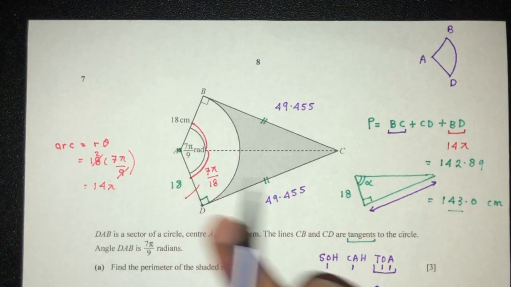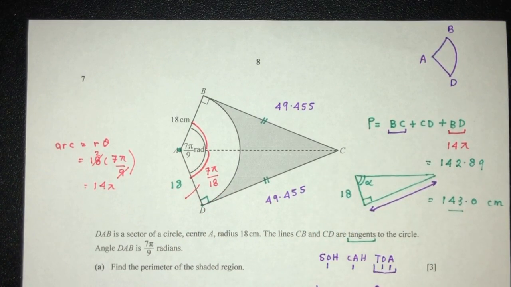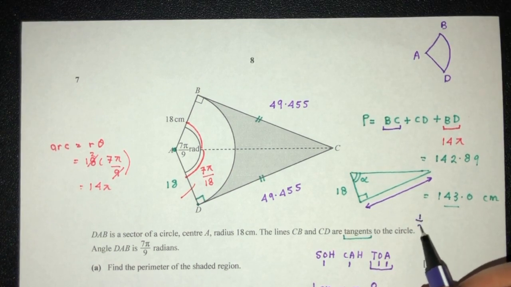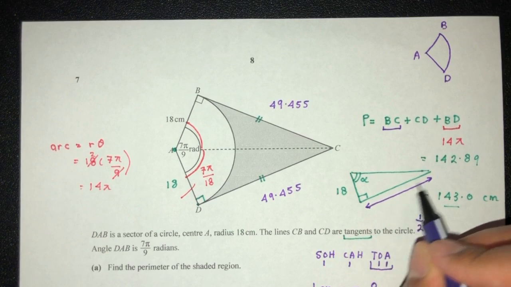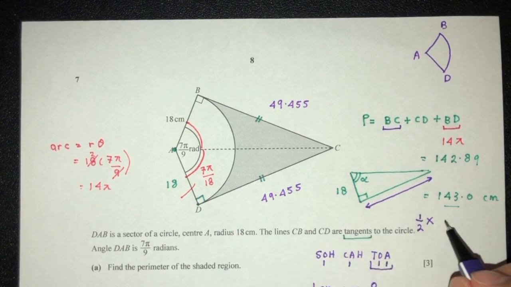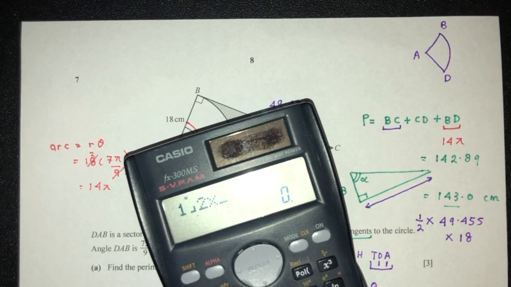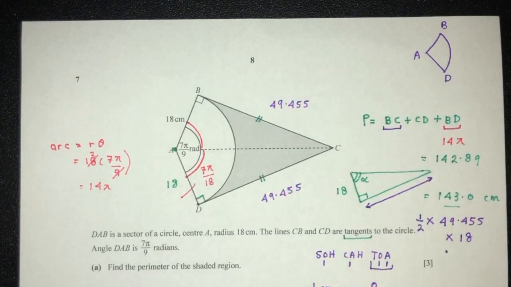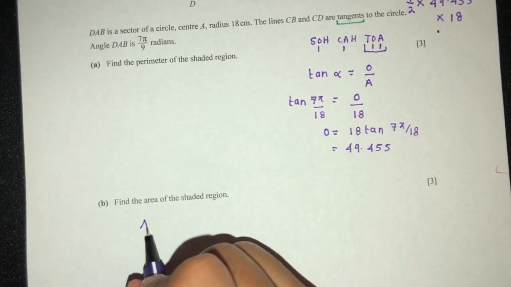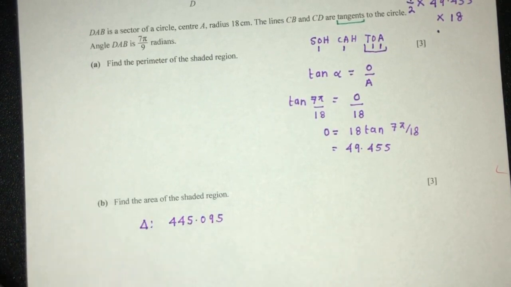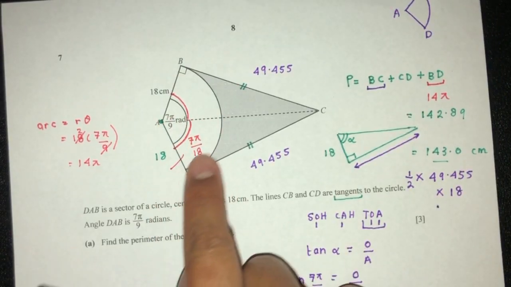So of the whole thing here, obviously, as you can see, it is a right angle triangle. So how would you find the area of a right angle triangle usually? They will say it is half times base, which is DC, 49.455, and times height is 18. Here you go. Half times 49.455 times 18, that will be, let me write this down first. So area of triangle is 445.095.